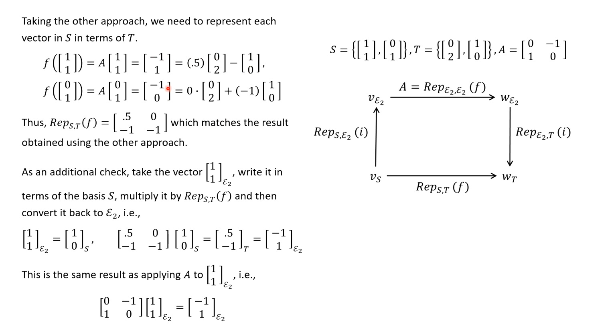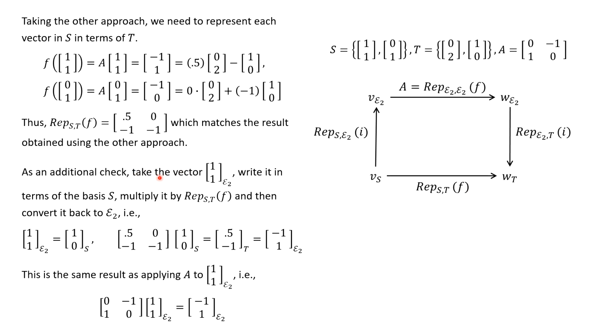And then minus 1, 0 in terms of T. We don't even need this here. We just need to multiply minus 1 times this, and get this here. So just putting these as the columns in our representation ST with respect to F, we have 0.5, minus 1, 0, minus 1, and that's what we got from the previous slide, going this way around.